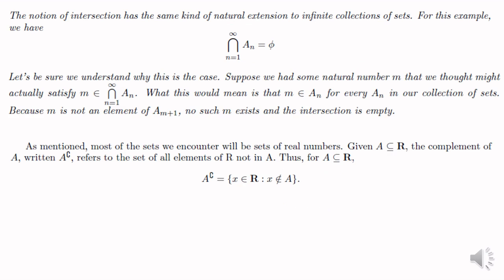Now we will move on to the next topic, complement of a set. Here the numbers which we are discussing are the set of real numbers. So let A be a set which is a subset of the set of real numbers. Then the complement of A, written as A complement, is the set of all elements of R which do not belong to A. This set is called the complement of A and is denoted as A complement.